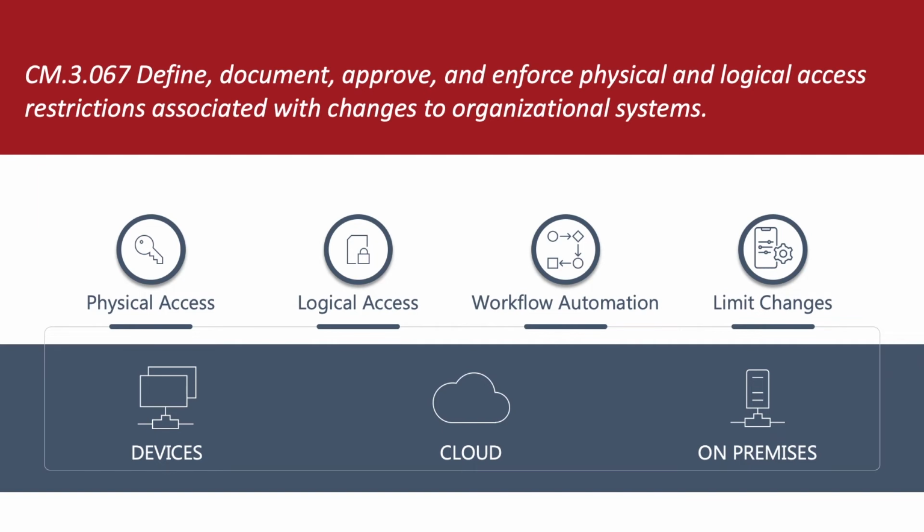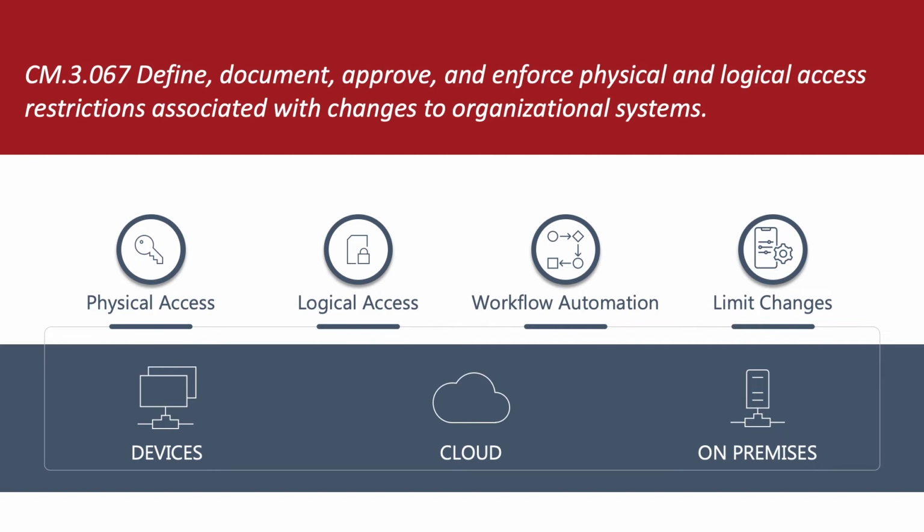The next one is CM3067, and this again comes into defining, documenting, enforcing physical and logical access restrictions. There's a lot of overlap here, so I'm only going to call out the differences. This one does call out physical access control. So if you've got a server that's got battery backup, and you've got Wi-Fi, controlling physical access to, say, your Wi-Fi routers, controlling physical access to servers.